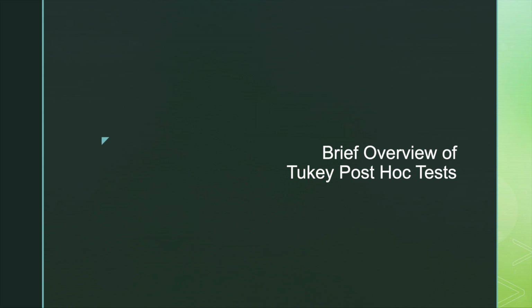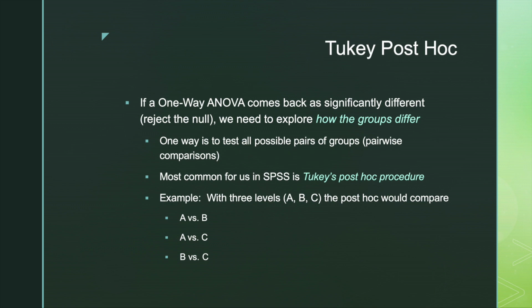So there's these things called the Tukey post-hoc tests that are associated with the ANOVA. So basically, if a one-way ANOVA comes back as having significance, meaning that there is a significant difference between the groups, we need to figure out exactly how those groups differ. Okay, because remember that there's more than two. There's 2, 3, 4, 5, etc. different groups. So we need to know where those differences are actually happening. So one way would be to test all possible pairs of groups using something called a pairwise comparison. So we could actually do that. We could just take each individual group and do a t-test and compare every possible grouping.